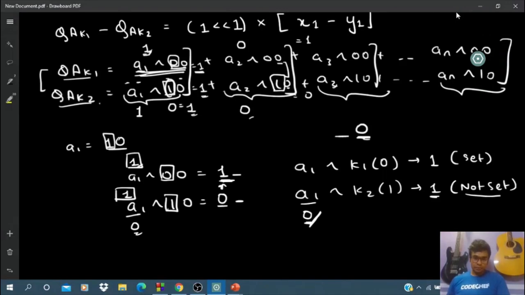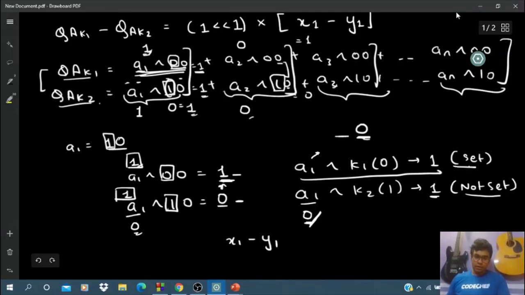And what these values symbolize is nothing but the value of x1 minus y1. As you can see, the first value will give us a 1 for the a1 bit in the ith position as set, and that value is denoted as x1. When we subtract the second value, XORed with k2, we know that a1 XOR k2 will give us a 1 only when the value of a1 for that bit is 0, and that is nothing but the value of y1.